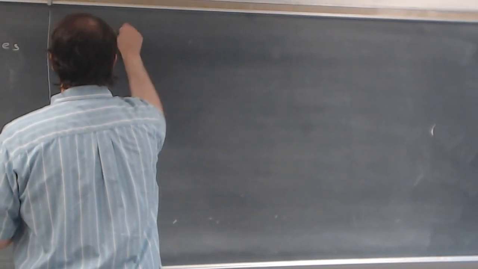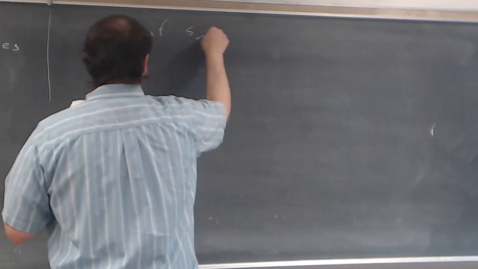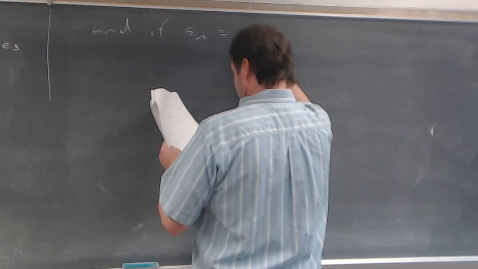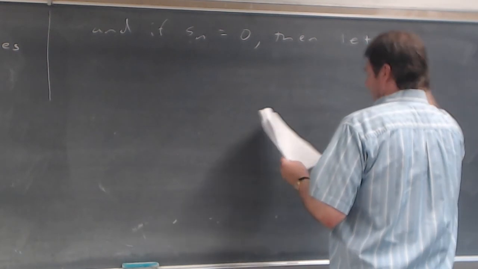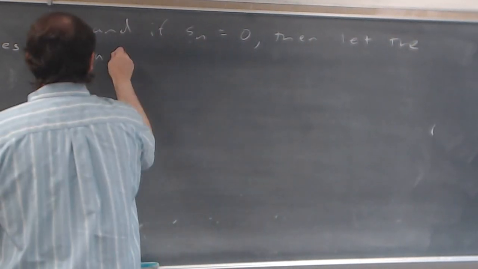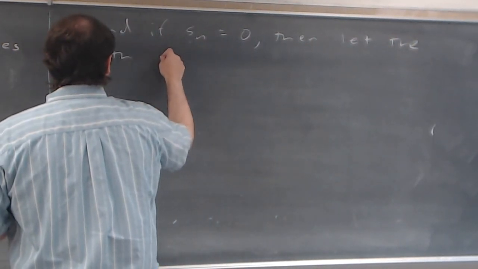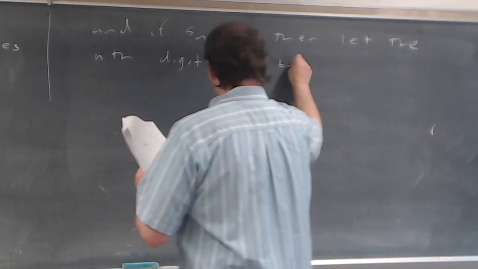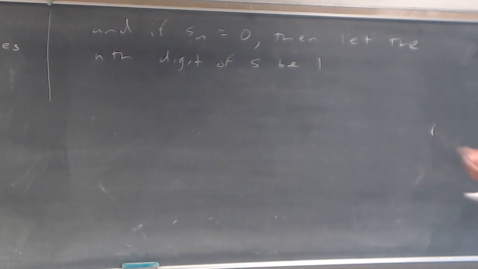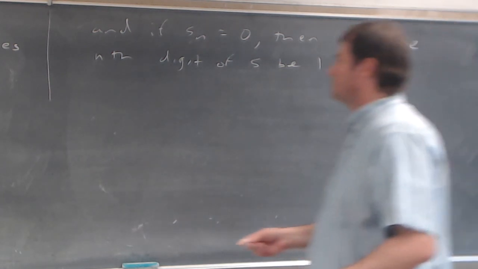And if the nth term is equal to 0, then let the nth digit of S be 1. I think that might be overkill, but it's something that can be done. No, we have to have it. That's right.